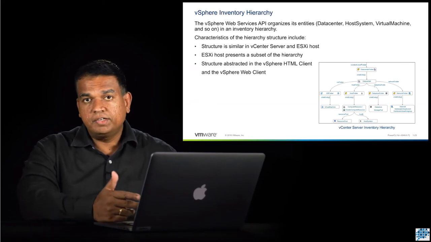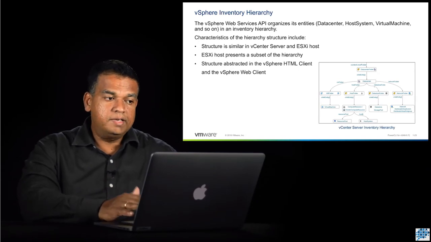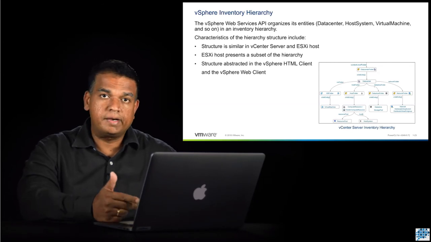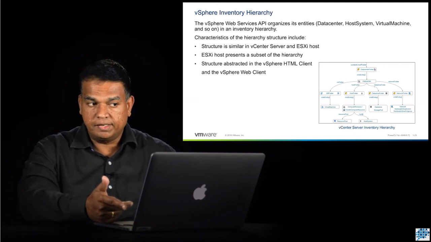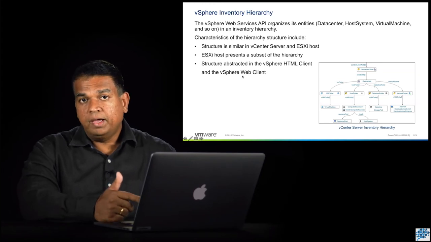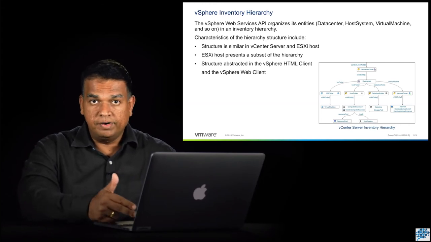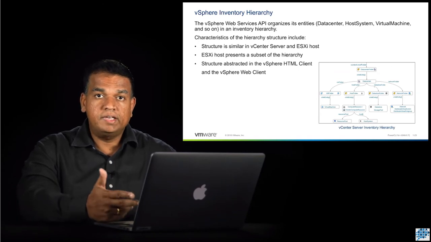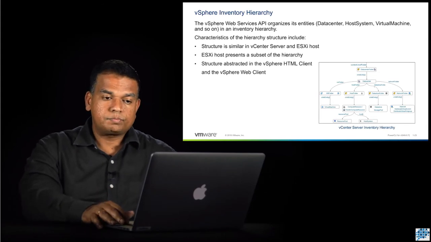So what are the characteristics of this API model, or how do we look at it? The structure is very similar in the vCenter server as well as the ESXi host. The ESXi host, however, presents a subset of this hierarchy. So you can connect your Managed Object Browser directly to your ESXi host and look at the components there. The HTML client or the vSphere web client actually gives you a very user-friendly view into the same inventory. When you are looking from the vSphere client or the vSphere web client, you see the same objects arranged in a more user-friendly fashion.